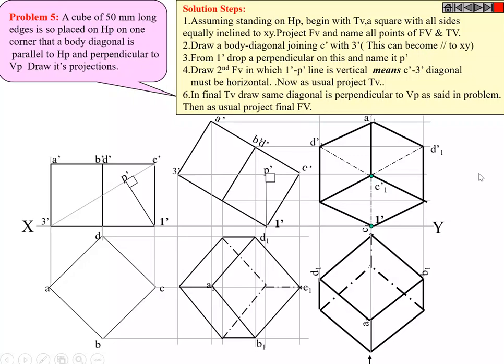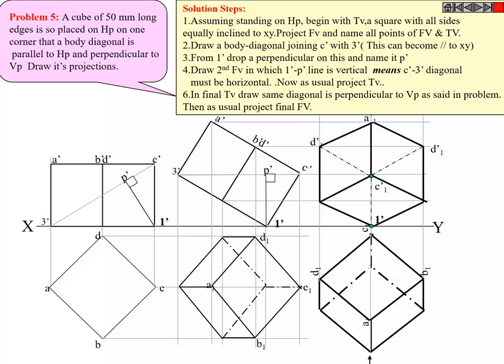Further, let us see how to solve a problem on a cube. A cube of 50 mm long edges is so placed on HP on one of its corners that a body diagonal is parallel to HP and perpendicular to VP. Draw the projection. As a cube, you know it has all 6 faces as squares. So here the square is resting on the corner. Construct a square with the resting-on-corner condition, draw the projection and get the height of the cube. This will be the initial position.